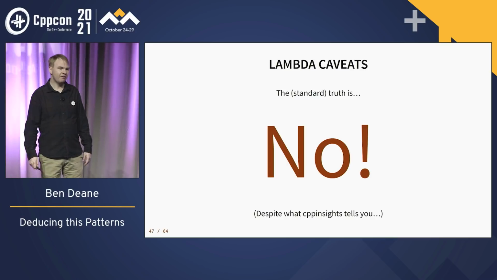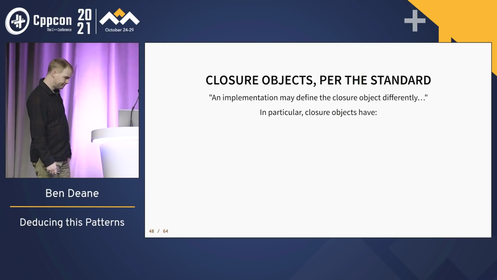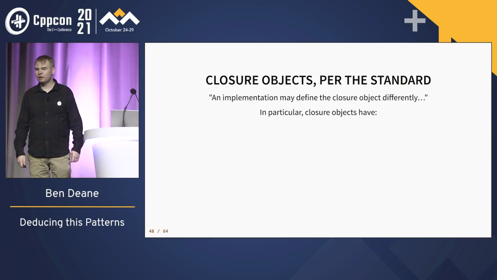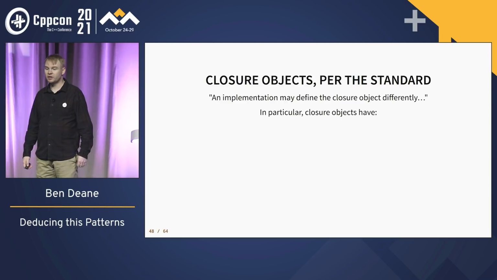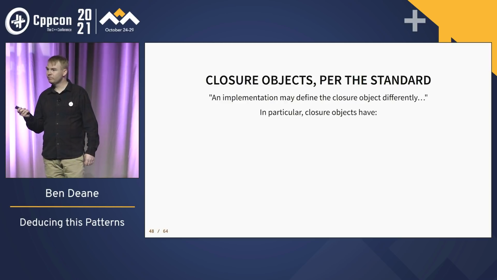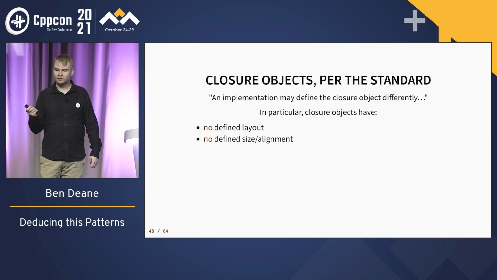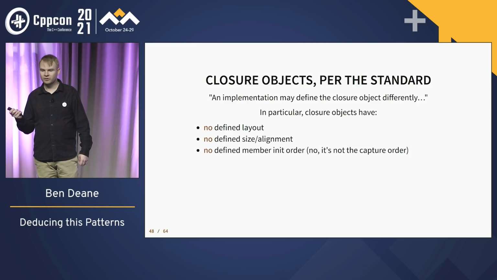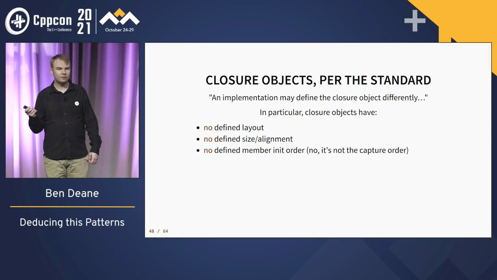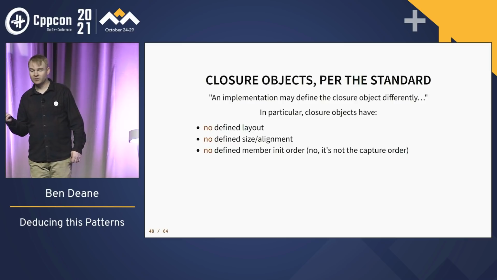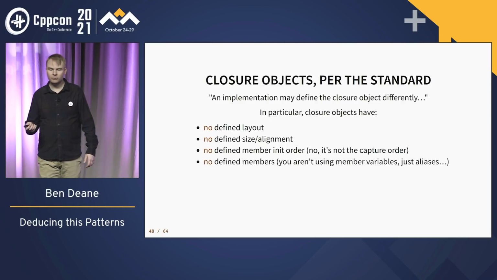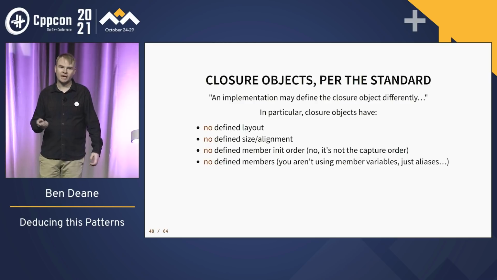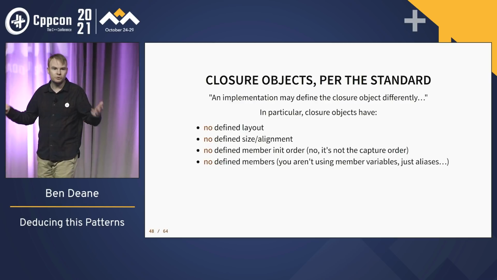because there are some caveats with Lambda expressions. What the standard says about closure objects is that an implementation may define the closure object differently. And in particular, closure objects have none of these things. There's no defined layout. There's no defined size or alignment. There's no defined member initialization order. In particular, it's not the order you capture things in. In fact, there are no defined members at all. When you write members inside a Lambda, you're not accessing variables. Those are aliases for something the compiler is allowed to munge, right?